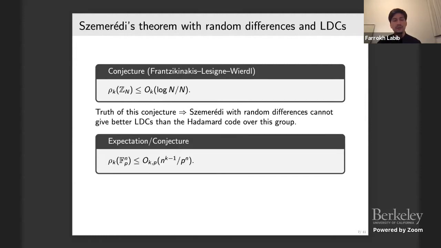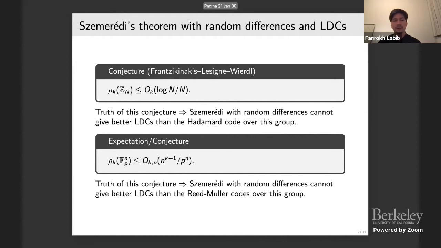And similarly, it is expected, but not explicitly stated as a conjecture, that over F_p^n, this probability rho k is at most n to the power k minus 1 divided by p to the n. Again, if this is true, Szemerédi's theorem with random differences cannot give better LDCs than the Reed-Muller codes of this group.